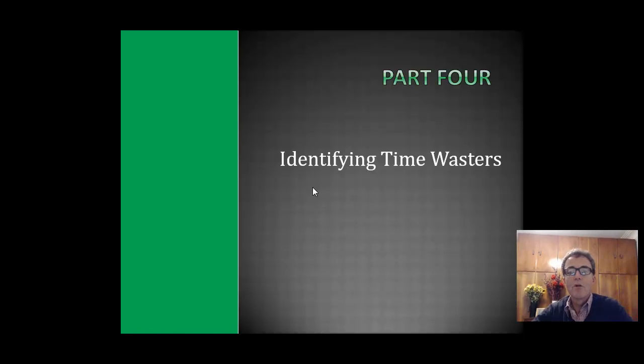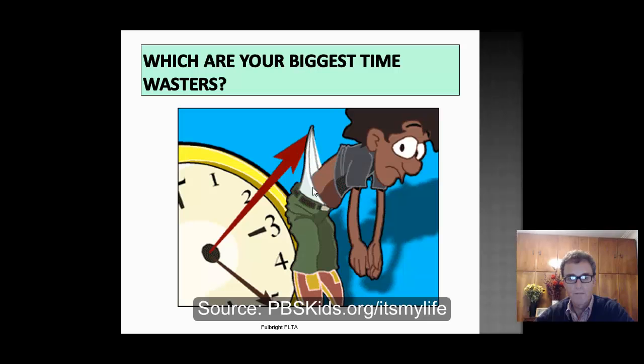Now we're in part 4, identifying time wasters. Because if we can identify where we're wasting time, we can maybe eliminate some of this wasted time and add to our hours that we can spend doing things that are more productive, like studying. Or going to the gym. That helps you to relax and keeps you healthier.